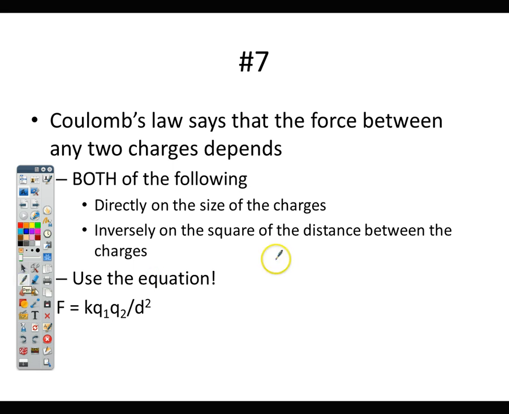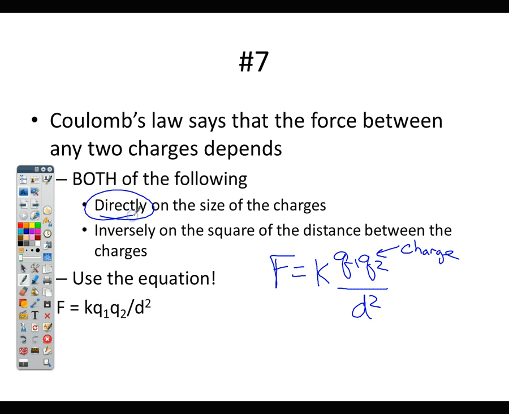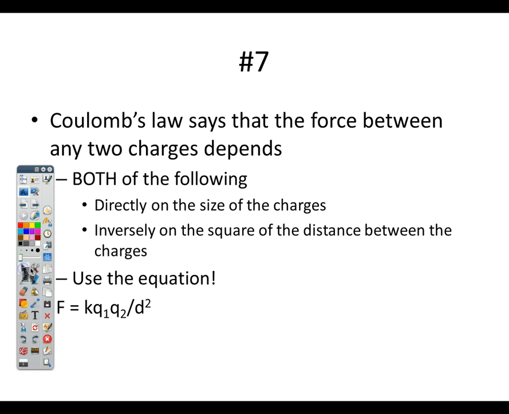For number 7, we have an equation that we're going to use. That equation is the force between two charges is equal to K times Q1 times Q2 all over the distance between them squared, where the Q's are the value for the charge and the D is the distance between them. So the force will vary directly on the size of the charges, so you'll notice that this is on the top, so it's directly related to force, and then inversely related to distance squared because it's on the bottom. And that's how you can tell using the equation what the relationship is.